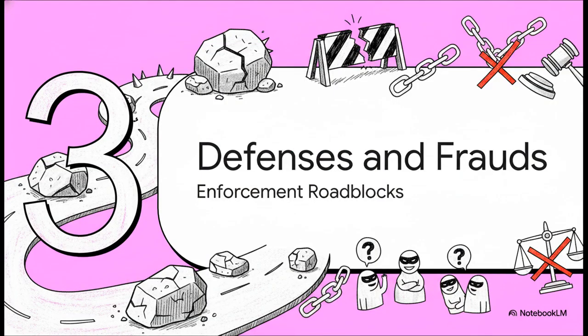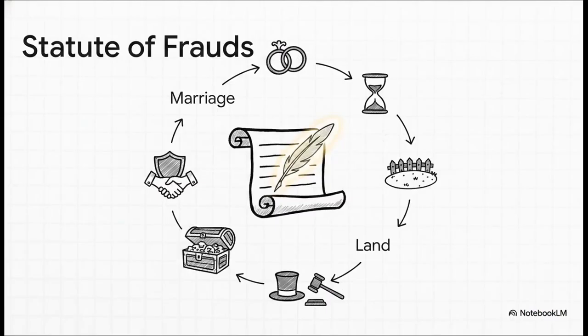Okay, Section 3, defenses and frauds, roadblocks to enforcement. Because sometimes you've got all the formation steps, the agreement is there, but the law still steps in and says, nope, we aren't enforcing this. The biggest roadblock you'll face is the Statute of Frauds. You literally just have to memorize the MY LEGS acronym. It tells you exactly which categories of contracts absolutely need reliable written evidence to hold up.